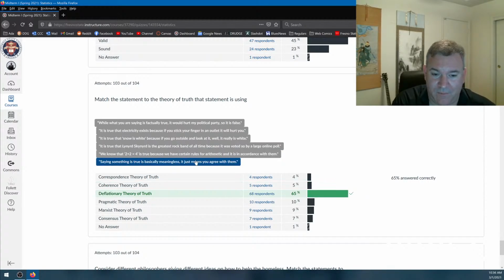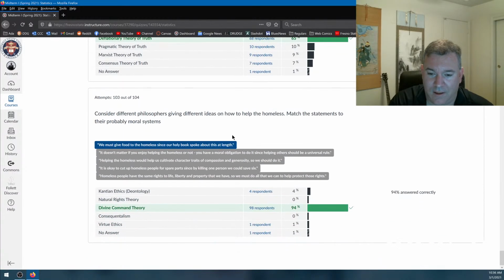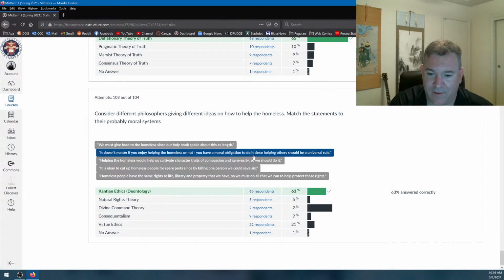Saying something is true is basically meaningless. It just means you agree with them. That's literally what the deflationary theory of truth is. So it basically means there's really no such thing as what we call truth. It's just agreement. And then for the moral systems, 94% got that one. 63%, oof. So poor Kant. He can't help himself.